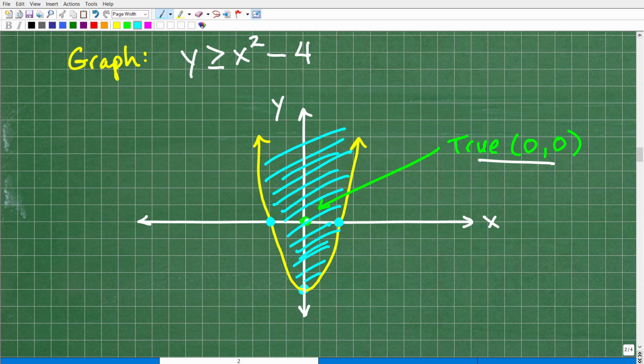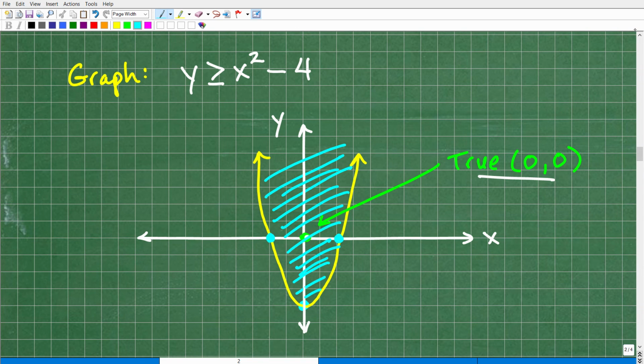So let's talk about this point. Sometimes with your graph, if it's greater than or equal to or less than or equal to, you're going to have a solid line as your graph. If it's greater than or less than, it will be a dotted line. Now, what's the point there? Well, this is a very important little detail. What we're talking about is the following.